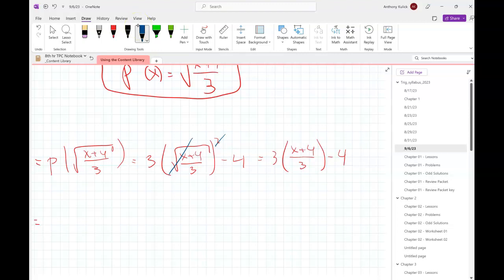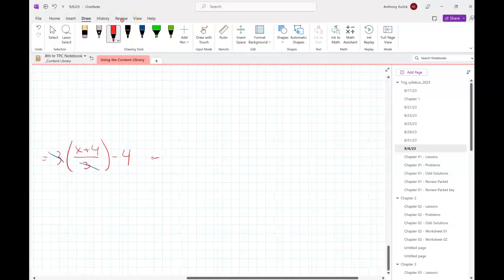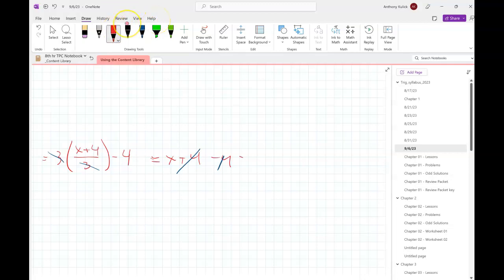What do we do next? Again, we're simplifying. What do we do next? Well, I see a times 3 and a divides 3. Those cancel out. And then I have a plus 4 and a minus 4. Those cancel out. And x is by itself.